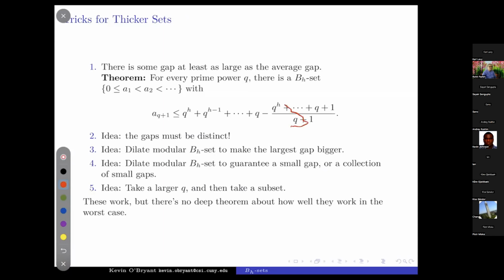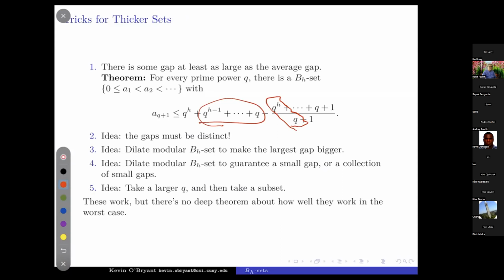Here, the term that we're subtracting off has order q to the h-1, which is the same as the error terms, right? So that's a meaningful improvement. More than that, the gaps have to be distinct from the B sub H property, so that makes it even better, right? The largest gap can't be the average gap, it has to be bigger. They have to spread out some.